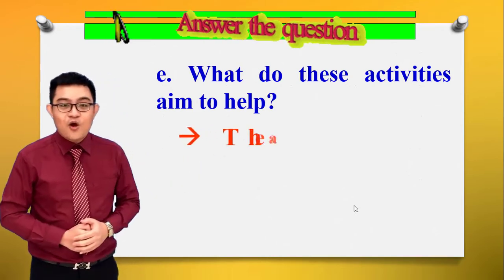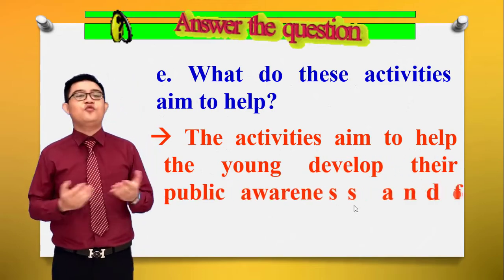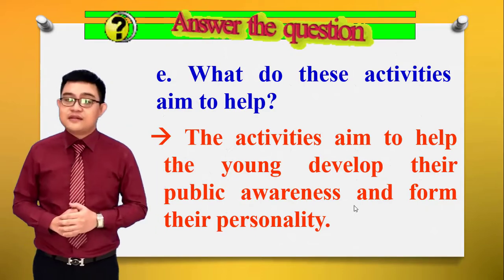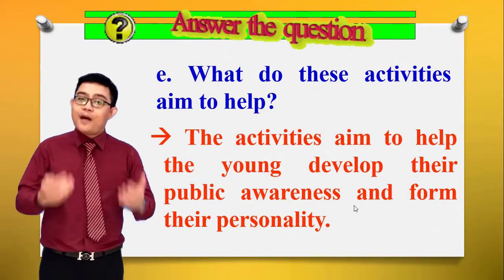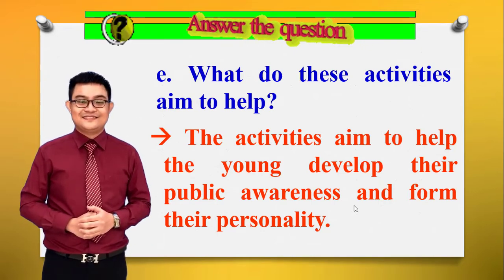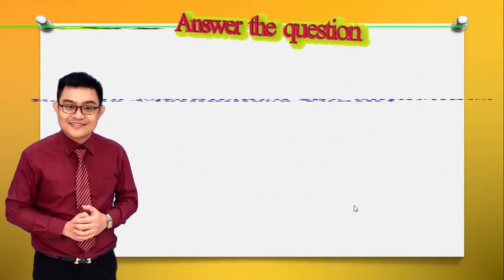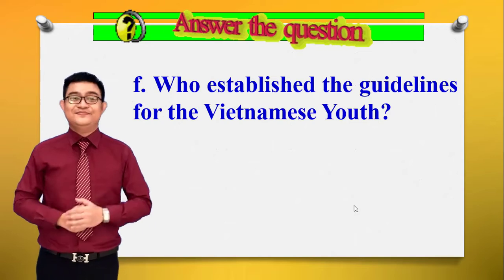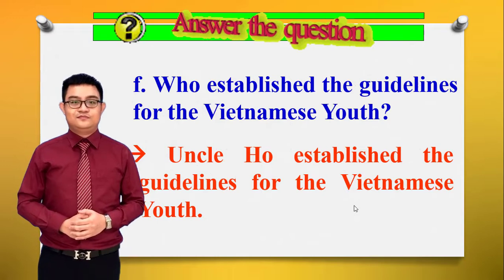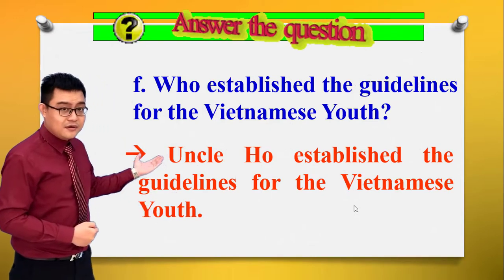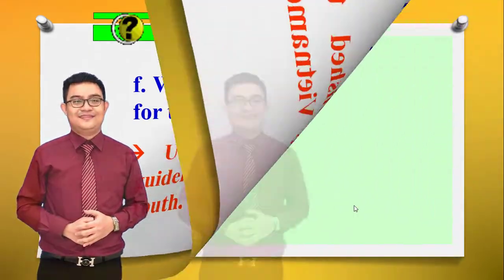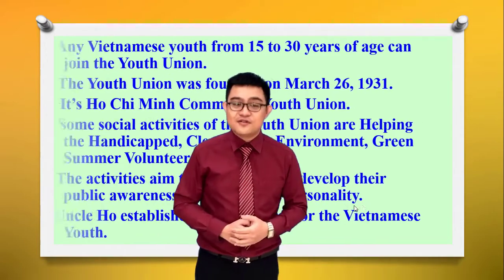Question E. What do these activities aim to help? Let's have a look at the answers. The activities aim to help the young develop their public awareness and form their personality. Can you have the correct answer? Question F, the last one. Who established the guidelines for the Vietnamese youth? Let's have a look at the answer. Uncle Ho established the guidelines for the Vietnamese youth. Okay, can you check the answer?